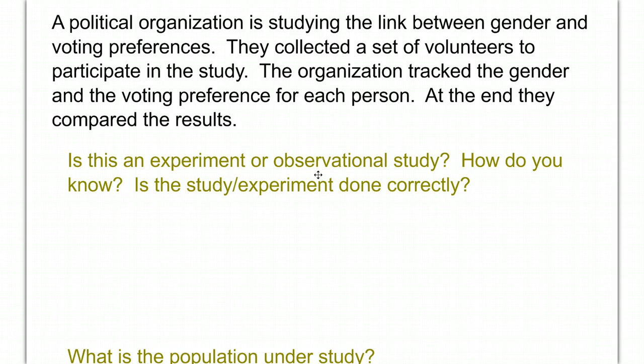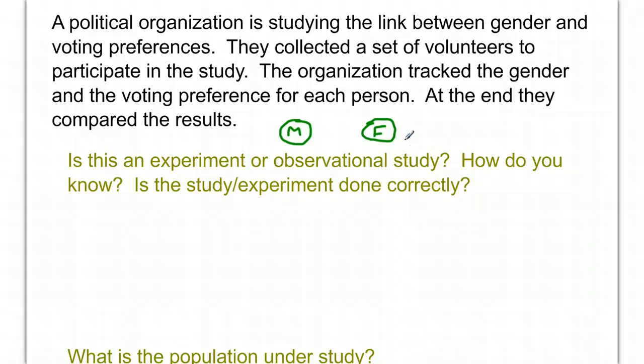Are there multiple treatment groups, first of all? And it says they're studying a link between gender and voting preference. So they have a set of volunteers and they looked at their gender and their voting preference. So first of all, they're assuming that the cause is going to be gender. So they're splitting people up into a group of males and a group of females, and they're comparing their voting preferences in some way. Now the problem is that even though there is two groups and you can compare these two groups, you can't randomly assign to these two groups.